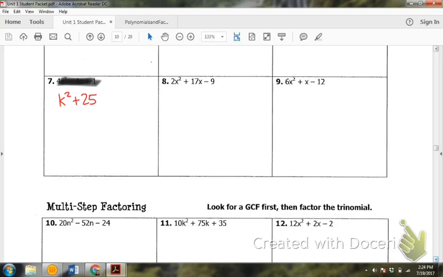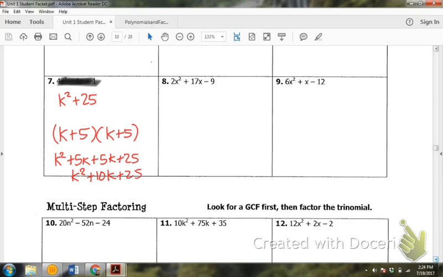Okay, so can this be factored? Do they have anything in common? No. They don't have anything in common, and even though they're perfect squares, it's not a subtraction problem. Sometimes students think that this might be the answer: K plus 5 and K plus 5. Anybody thought maybe that might be it? This is what happens. If you were to multiply that out, you get K squared plus 5K plus 5K plus 25. K squared plus 10k plus 25 is not the same thing as what you started with.